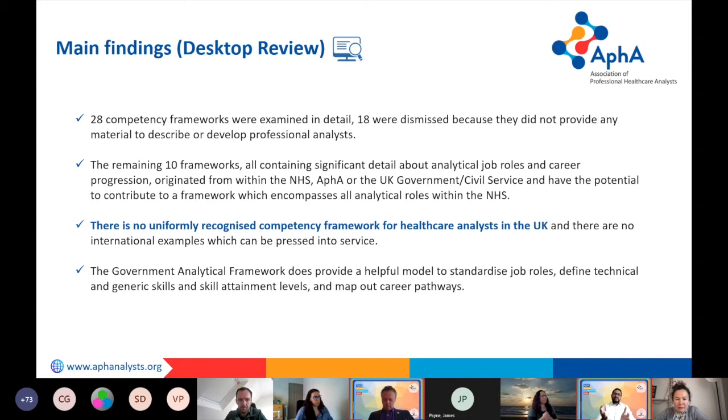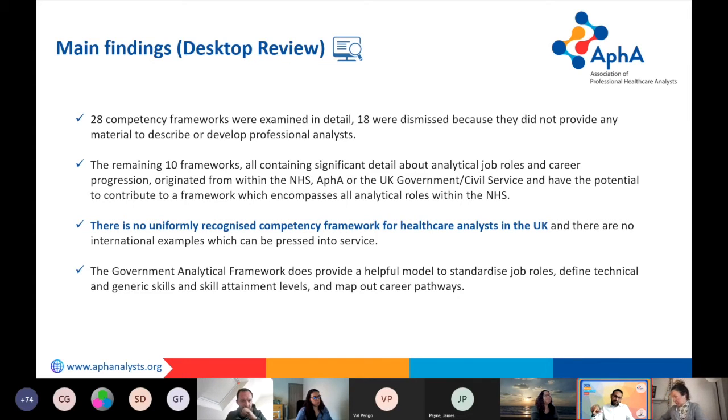But the main finding is what I mentioned before. We looked at 28 competency frameworks in detail. 18 didn't really provide any in-depth material on analytical careers. The remaining 10 originated from various places and have the potential to be amalgamated, or have pieces brought in, to develop a consolidated competency framework. And there is not one that brings things together for analytics at this particular moment in time.